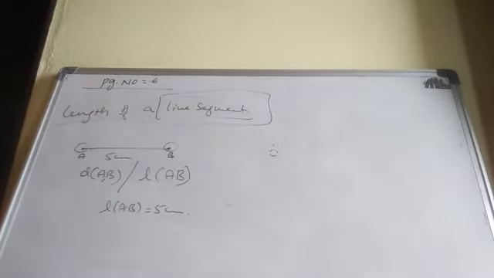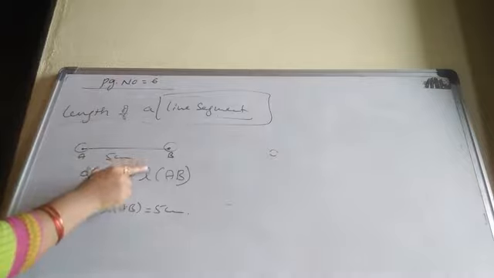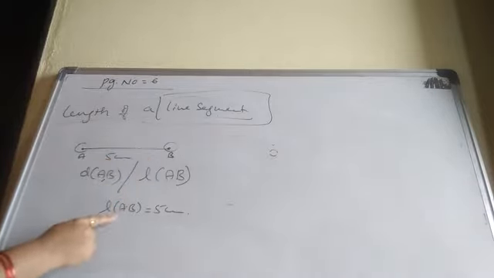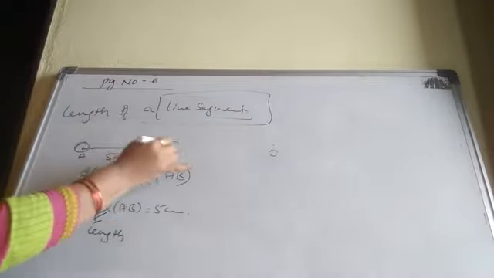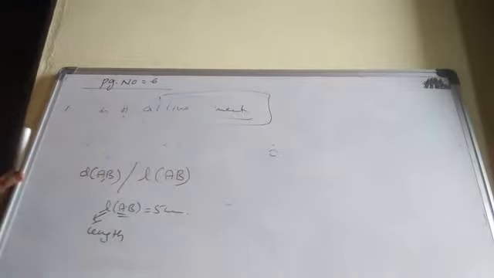Okay, students? The distance between the end points of a line segment is called the length of a segment. And it is denoted by what? Here L means what? Length. Our end points are A and B. I have written length of AB. Okay?